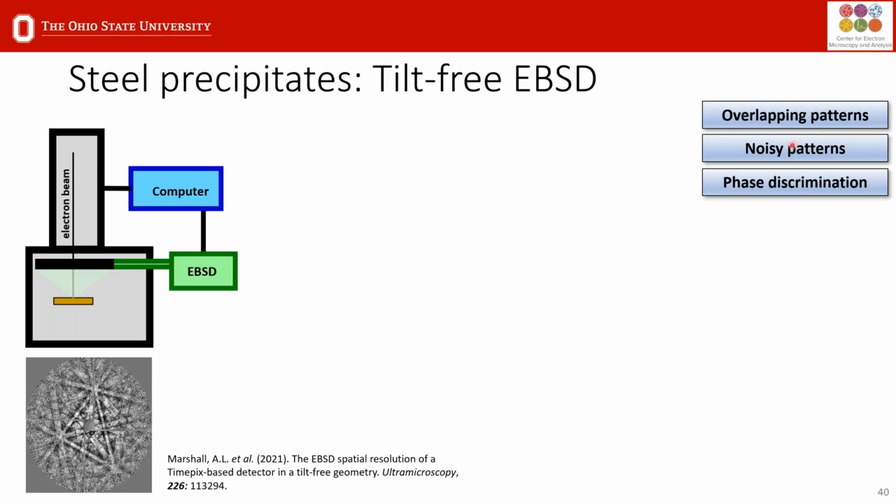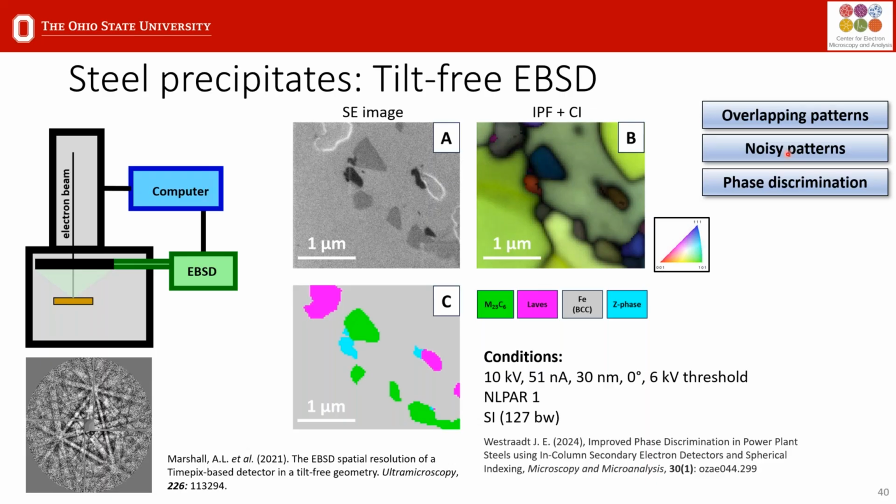So the patterns are quite noisy, and that makes it sometimes very difficult to analyze. So yes, you get an improvement in spatial resolution, but these patterns can be quite tricky to reliably index. By saving all these patterns and then re-indexing with spherical indexing, which is much more sensitive to noisy patterns, you can then improve the analysis. So getting both good spatial resolution and also improved angular resolution.